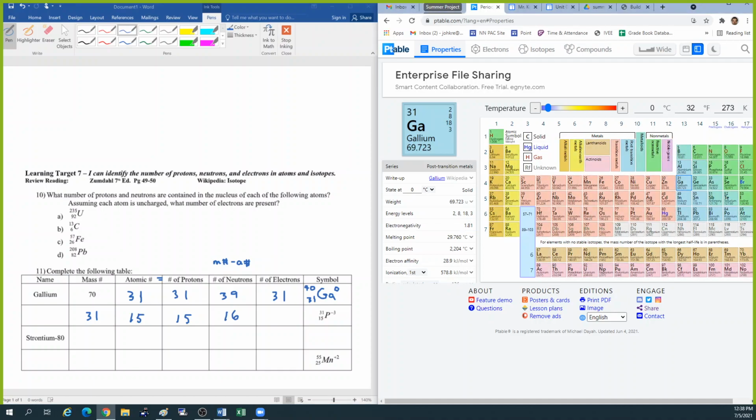Now, I just happen to know the periodic table because I've been teaching it for 90 million years. But on the periodic table, you can find the name. It's phosphorus.